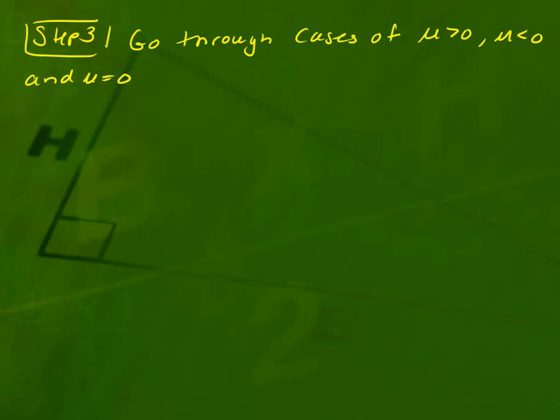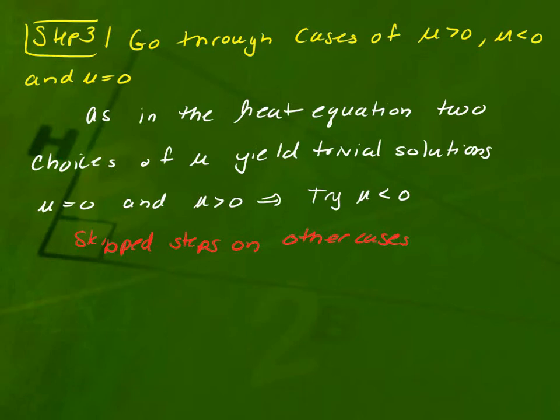So then you go through the cases. Mu is greater than 0, mu is less than 0, mu is equal to 0. As in the heat equation, two choices of mu are going to lead to trivial solutions, and that's going to be mu is equal to 0 and mu is greater than 0. So I'm going to skip those steps. We've seen them before. And we're going to try the case mu less than 0. Mu less than 0 gives us that lambda squared is mu, and then when we take the square root, did I make a minus sign error here? We get lambda equals plus or minus the square root of minus mu times i, because mu is less than 0.